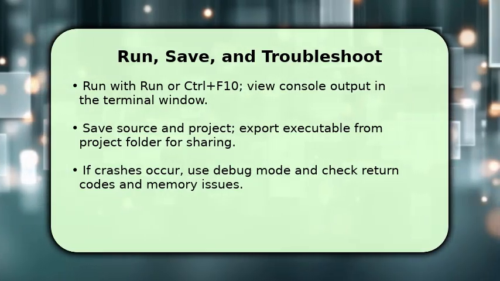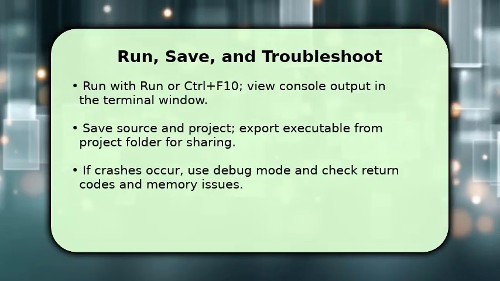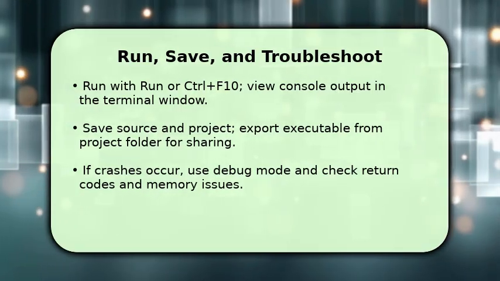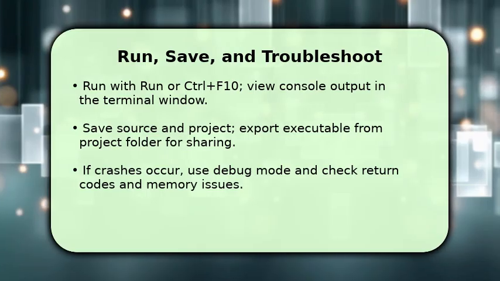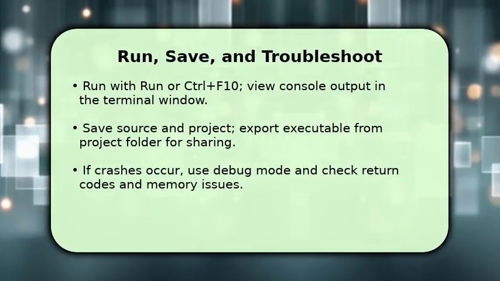If something goes wrong, launch debug mode, set breakpoints, and step through code to inspect variables. One key troubleshooting tip: if the compiler cannot be found, re-verify the MinGW path in Tools, then Compiler Options.